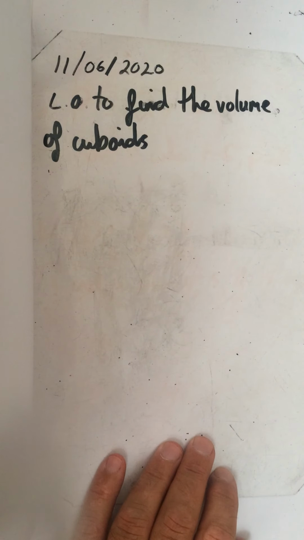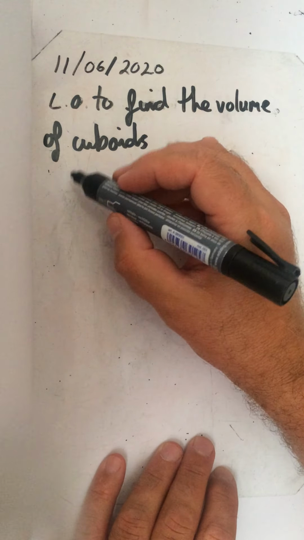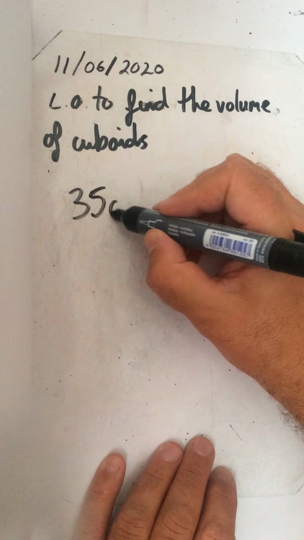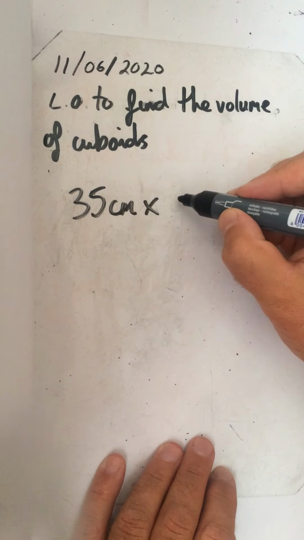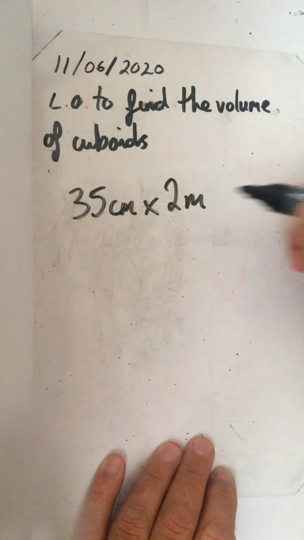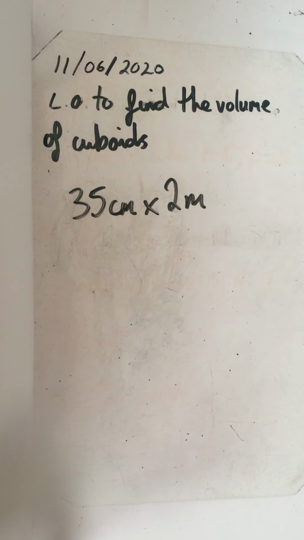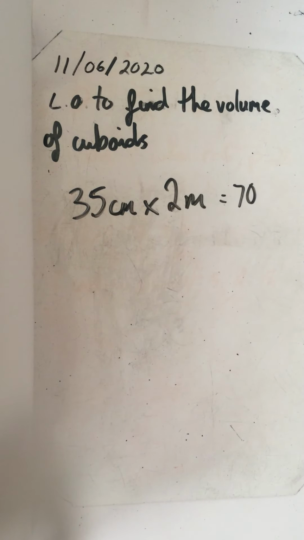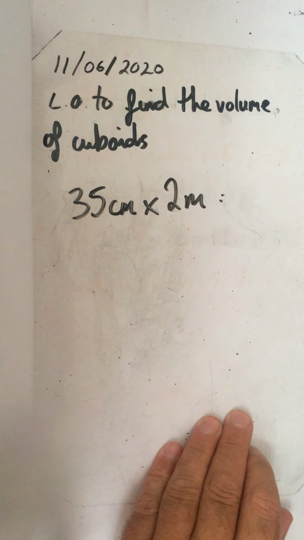You might be asked to do, what would be 35 centimeters times 2 meters. 35 centimeters times 2 meters. Very quickly, write your answer down in your books, please. Now, if you put 70, you are wrong, because these are different units of measurement.